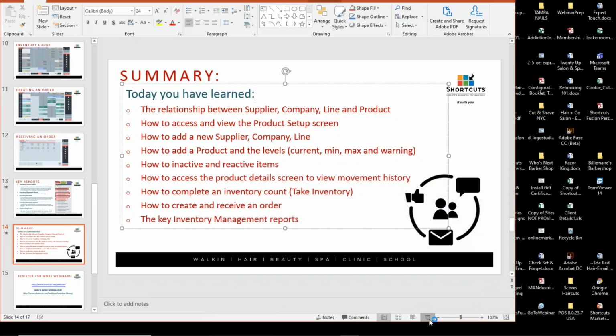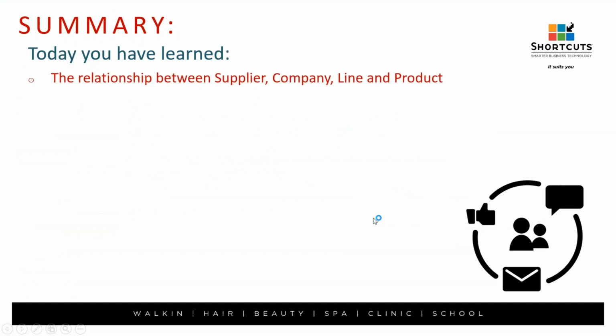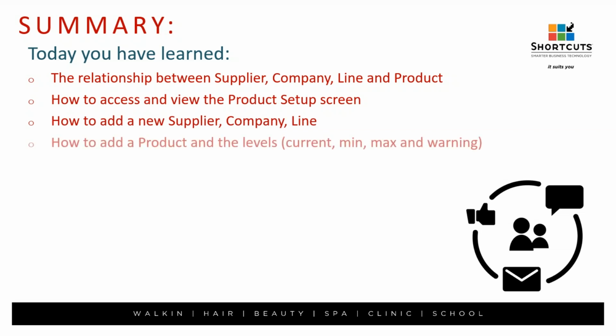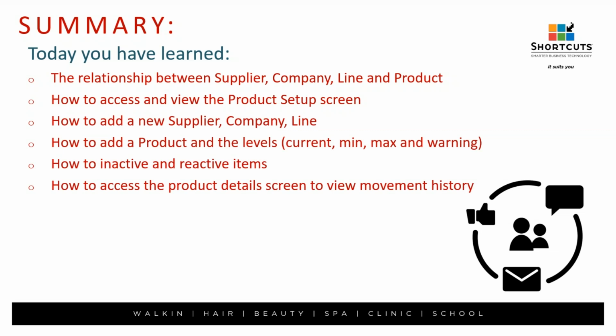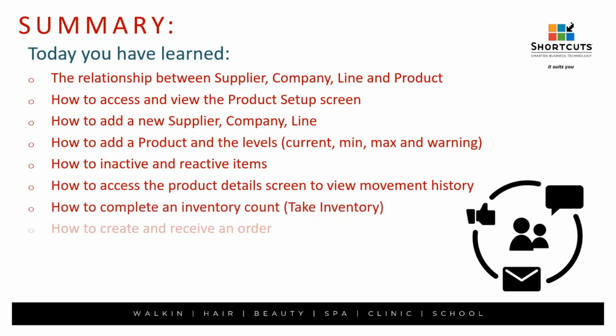So today, this was a pretty dense topic of discussion, but for everybody that uses Shortcuts, you should absolutely know how to use your inventory. So remember, everything's connected. Your suppliers, your companies, your lines, your individual products. This is how Shortcuts knows when you need to place an order, where do these products fall under? When you're doing an inventory count, where do these products or these lines fall under? So everything is accurately counted and the information is collected.